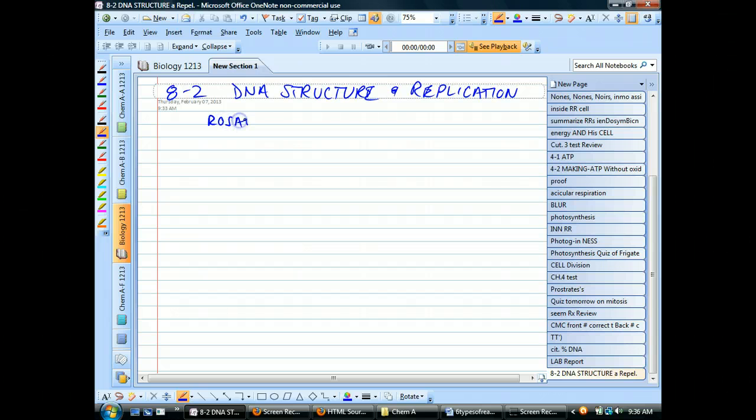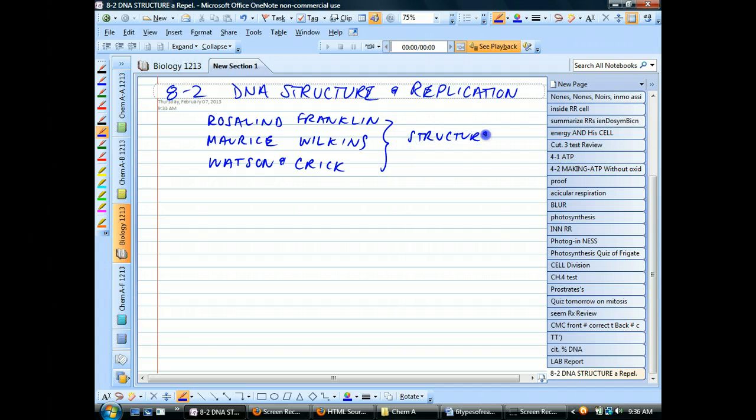So Rosalind Franklin and actually Maurice Wilkins, we should say, because he actually was in on this too. And I doubt anybody said he was the major contribution, but he was there and he did make a contribution to it. Maurice Wilkins, and then of course Watson and Crick. What exactly did they discover? They discovered the structure of DNA and the way that it replicated.